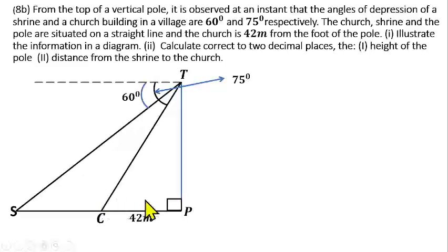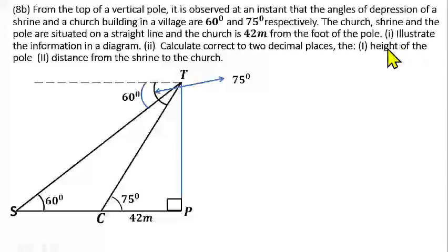Also, there's a way we can bring this angle 75 degrees into this triangle, and this angle 60 degrees into this triangle here, because we know that this angle here and this angle here are alternate angles. So this angle here is going to be 75 degrees, and the angle here is also going to be 60 degrees, because it's also alternate. So now we have two right angle triangles to deal with, triangle TCP and triangle TSP.